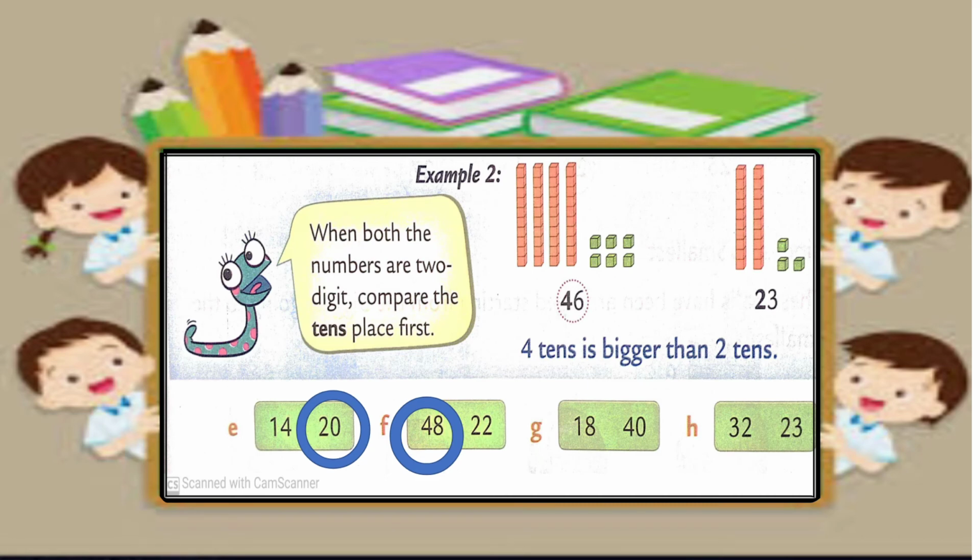Number G, 18 and 40. So here number 40 is the bigger one. Let's make a circle around it. Next we have 32 and 23 as well. So 32 is the bigger number. Make a circle around it.